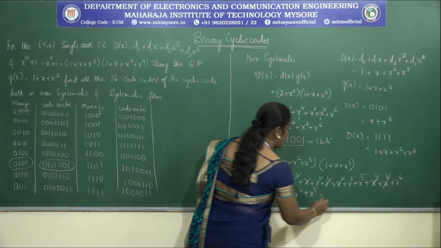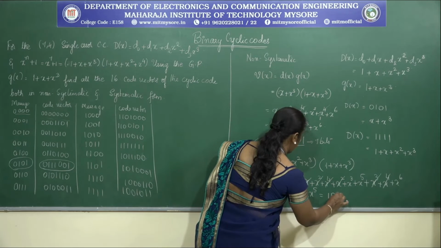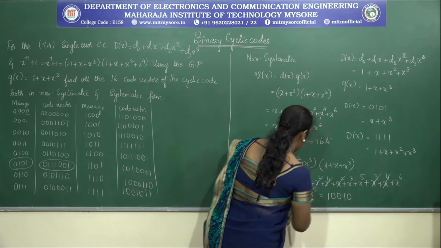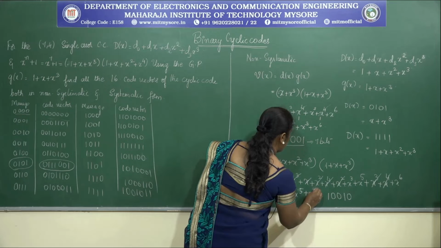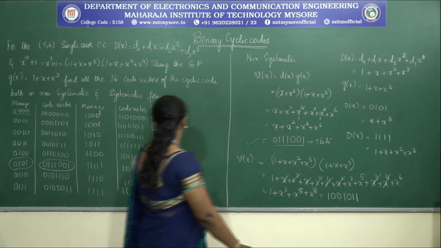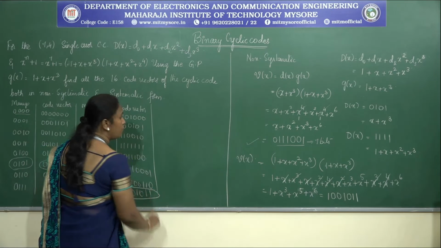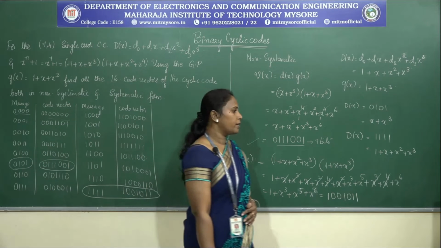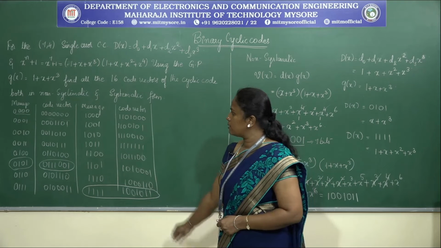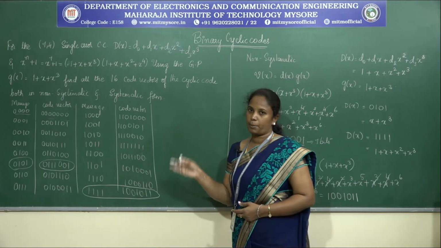That means 1 is there. So 1, x is not there, so it is 0. X square is also 0. x3, x4 is 0. x5 is here. So x5, then x6. So that means 1, 0, 0, 1, 1, 0, 1, 1. So this is what we have got. So this is how we are going to find the code vectors in the case of your non-systematic form. So now let us see the same problem for your systematic form.